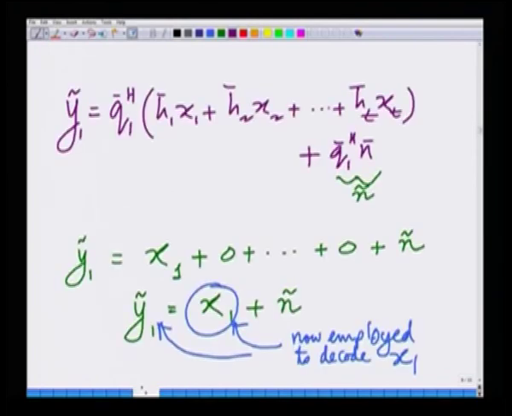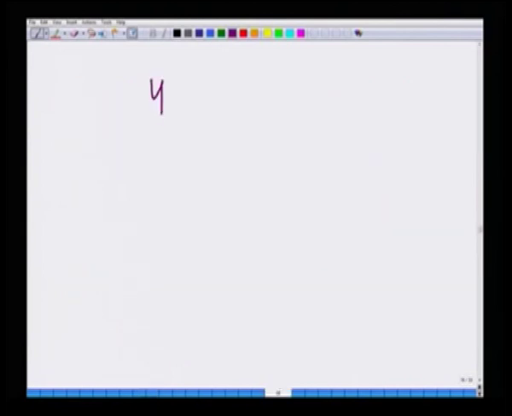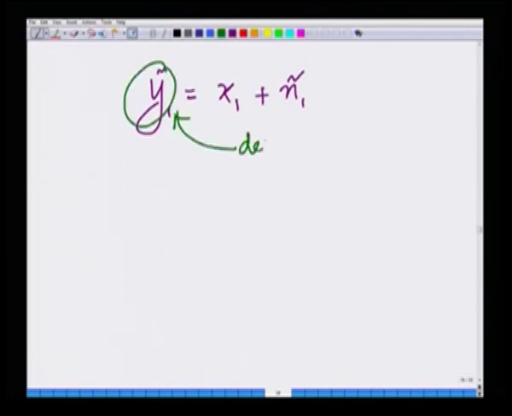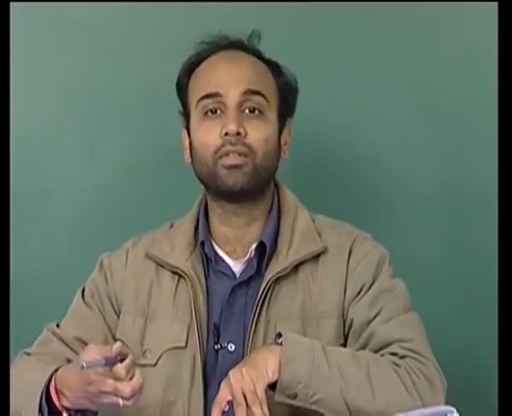Hence, let me use the notation that I have been using before, which is y1 tilde equals x1 plus n1 tilde. Now, I can detect x1 from y1 tilde. As you can see, the interference from x2 has been removed, which is the only other symbol. All right. So, now I can detect x1, and what I will do is multiply x1 by h1 and cancel its impact on the received vector y.